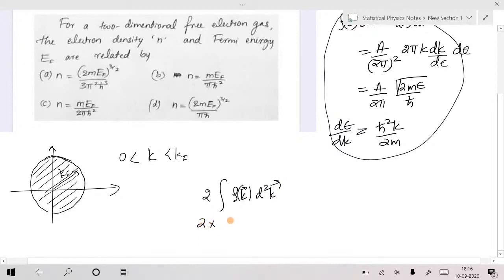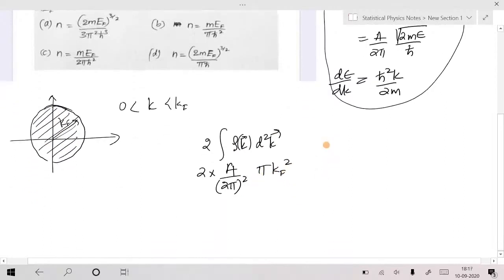Now 2 into area by 2 pi the whole square. This integral is going to be the area under this shaded line, whatever I have written, that will become pi into kf square. Am I right? Pi into kf square. This is the total number of states whose k value is within 0 to kf.